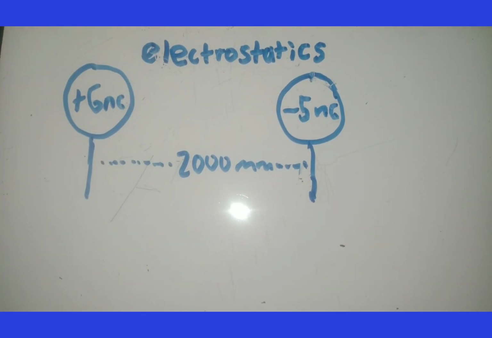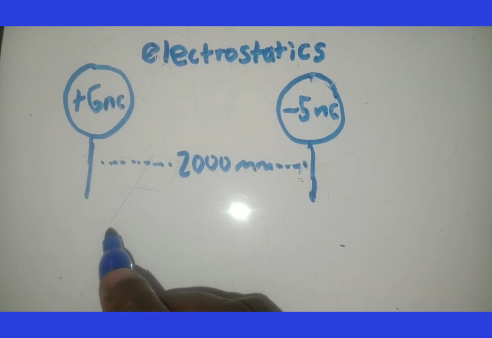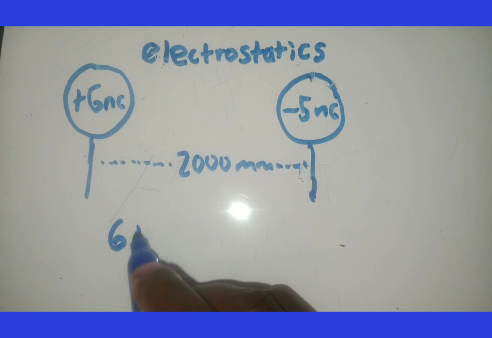Hey, today I'm going to show you how to do electrostatics. So the first thing you have to memorize is what to do when they give you microcoulombs and when they give you nanocoulombs. So if they say, for instance, let's just say 6 microcoulombs.